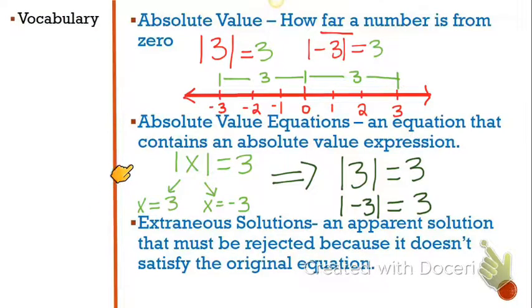Now, the last vocabulary word is going to be extraneous solutions. It's an apparent solution that must be rejected because it doesn't satisfy the original equation. So what we're going to be doing, we're going to be taking our answers and plugging them in and see if they work. All right, let's go ahead and begin with the first set of examples.